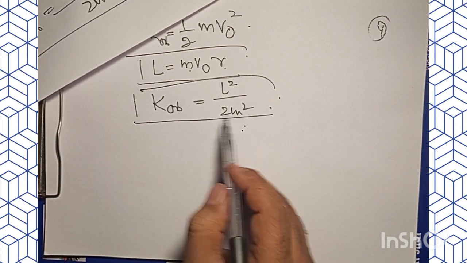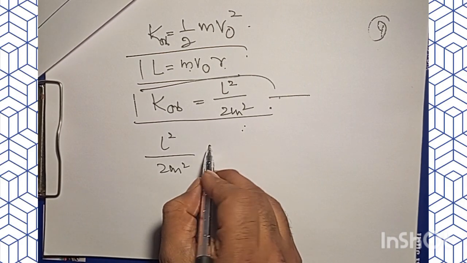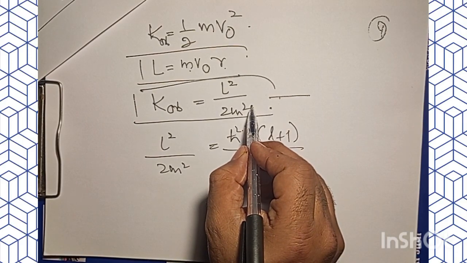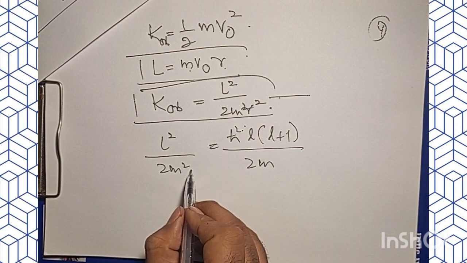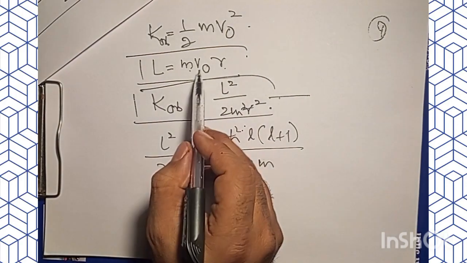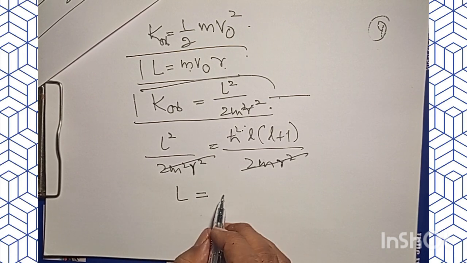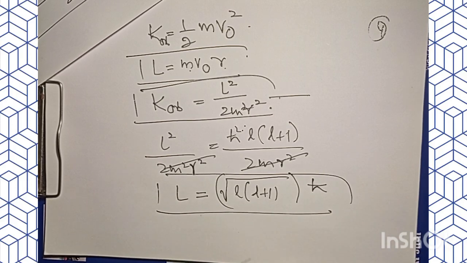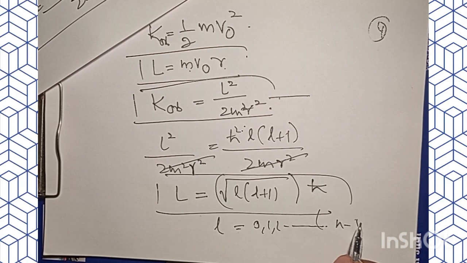If this is the case, I can use this result in the equation that we have. So L square by 2mr square is h cross square l times l plus 1 by 2mr square, because we have to take the square of the orbital velocity here. The 2 will cancel. So the total angular momentum will be under root of l into l plus 1 times h cross. This is what we wanted, and this gives us the orbital quantum number l, and this l is restricted to 0, 1, 2, and so on up to n minus 1.